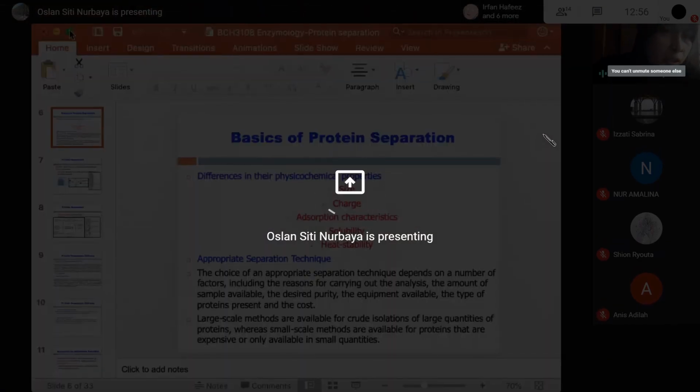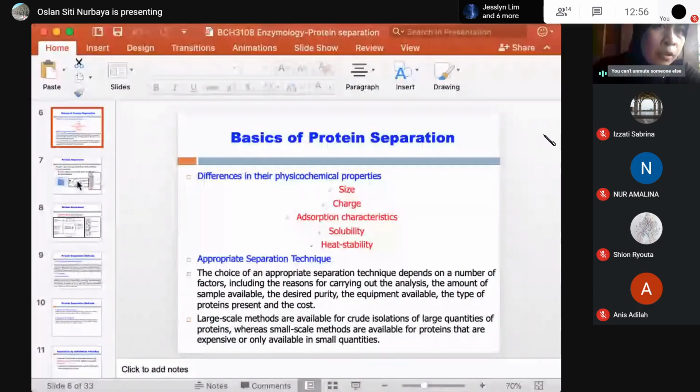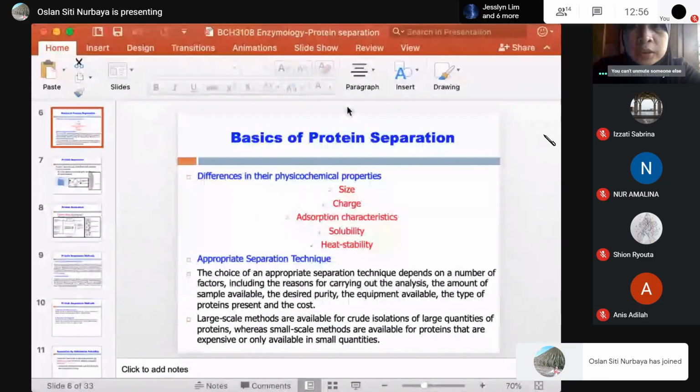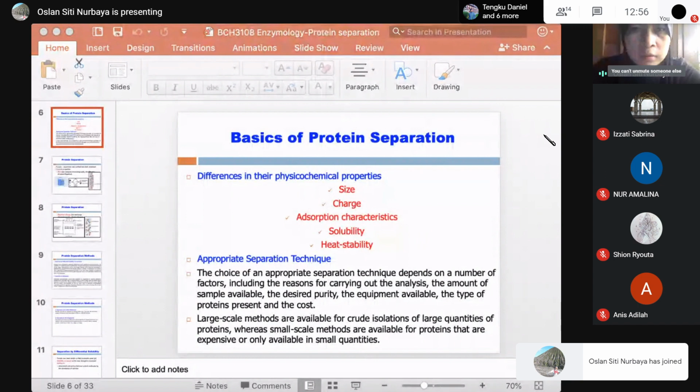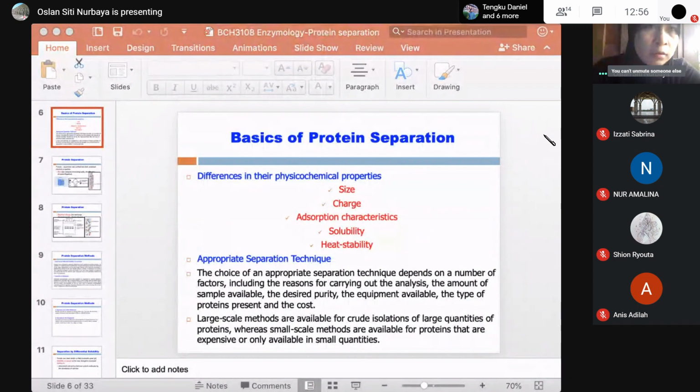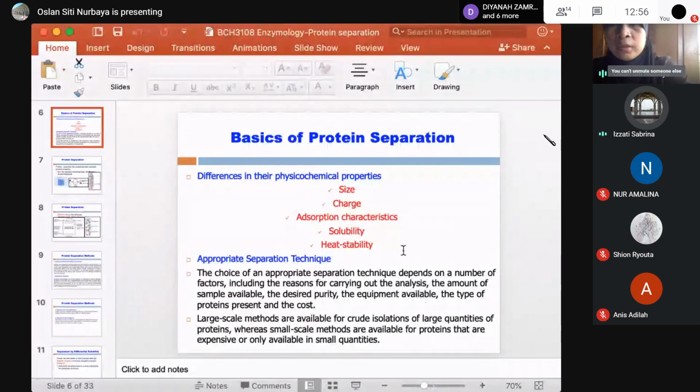Okay, so I'm going to make this fast for the final part. Can you see the screen now? Can you see the screen, guys? Zati, can you see the screen? Clear, doctor.